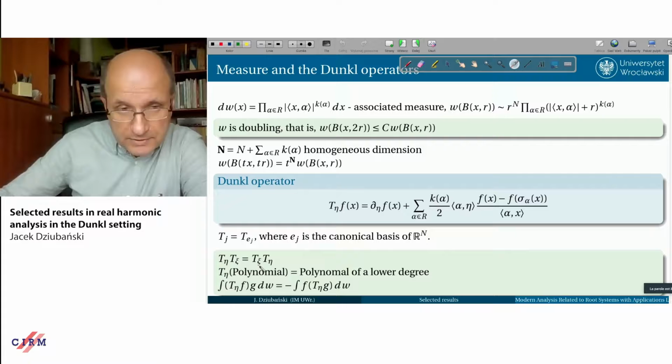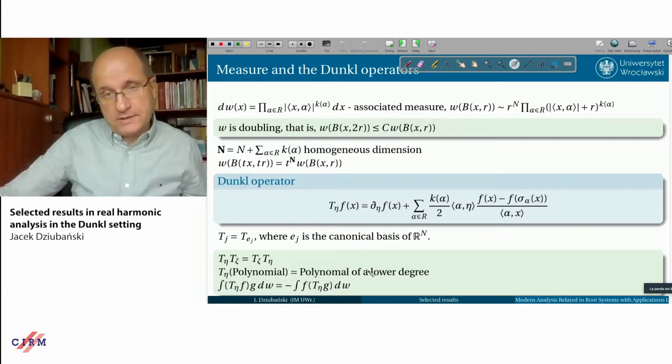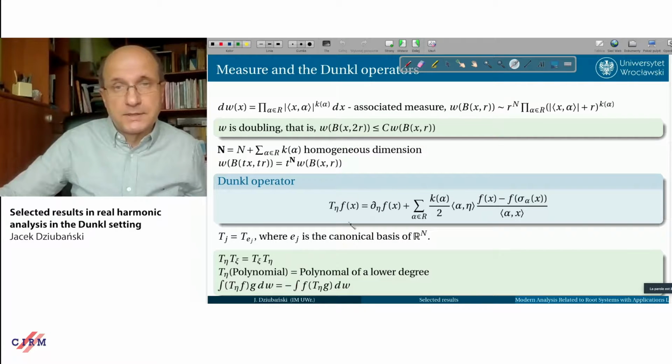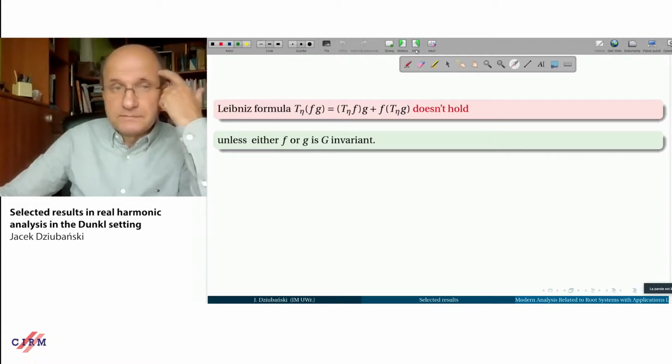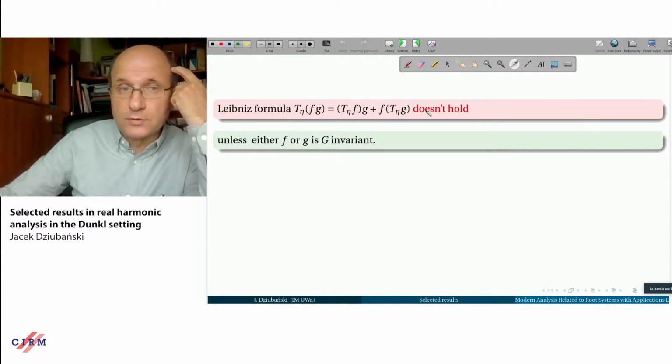Now, the important properties which will be used very much are that the Dunkl operators commute, and that the Dunkl operator applied to a polynomial is a polynomial of lower degree. We shall use this property in our research. Another property is skew symmetry, which allows us to integrate by parts. What is bad is that we do not have the Leibniz formula unless either f or g is G-invariant.